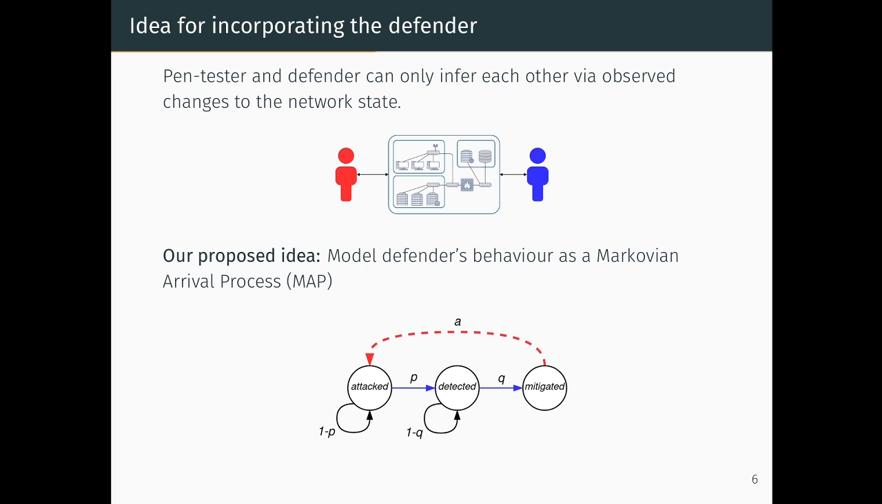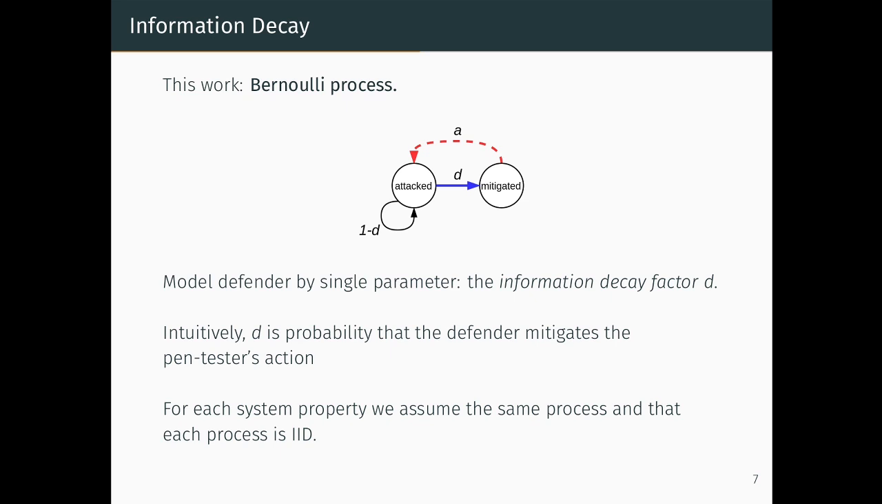MAPs allow us to model the expected time it takes for a process to arrive in some state. In our case, the expected time it takes for the defender to detect and mitigate an attack. Additionally, as I will show, this can be done without increasing the size of the state space. For this work, we focus on the simplest MAP, the Bernoulli process, which can be defined by a single parameter.